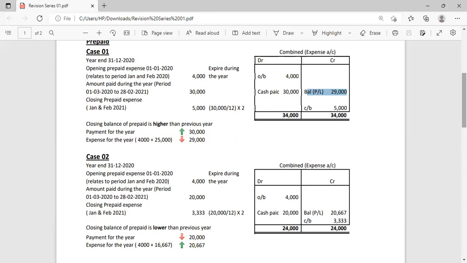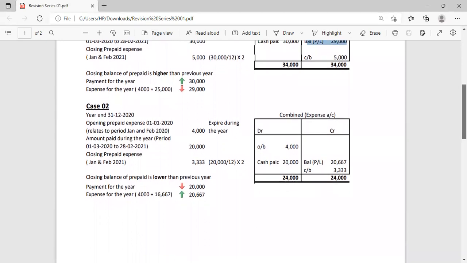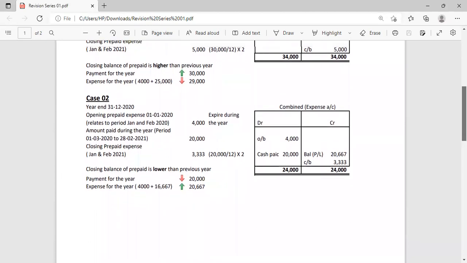You will show this in profit and loss or the statement of comprehensive income. I have just prepared another case. Here, the same: you will have an opening balance of 4,000. You have paid 20,000 and you have to calculate the closing balance in the same way I have calculated in the previous example. Place all these figures in the ledger account.